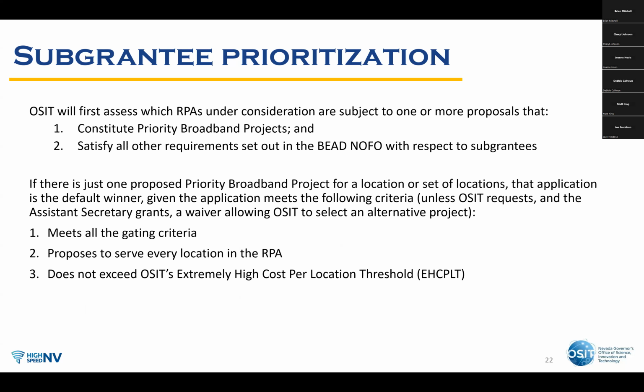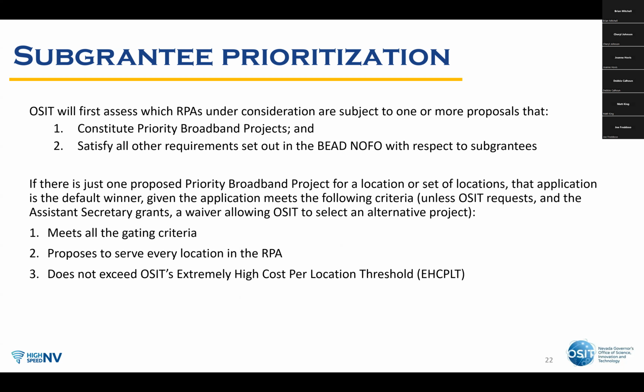Going back to prioritization of subgrantees, the brief summary of how that process will work is that OSIT will, of course, assess each regional project area and look first at priority broadband projects, as well as all of the other requirements in the BEAD NOFO. So it's not enough to just propose a priority broadband project or an end-to-end fiber project. The application has to be fully compliant with all of the other elements, the required BEAD elements.